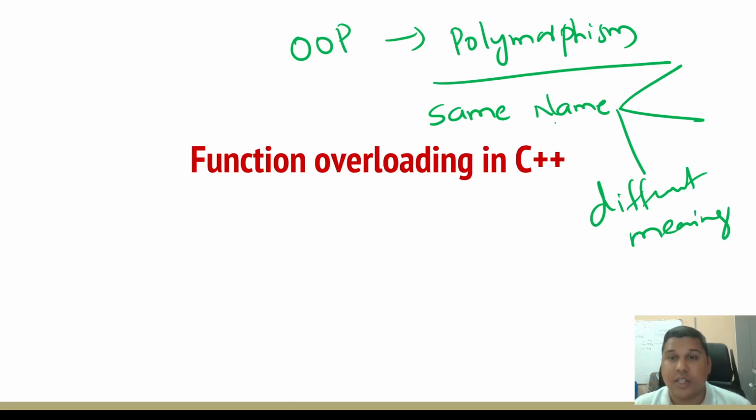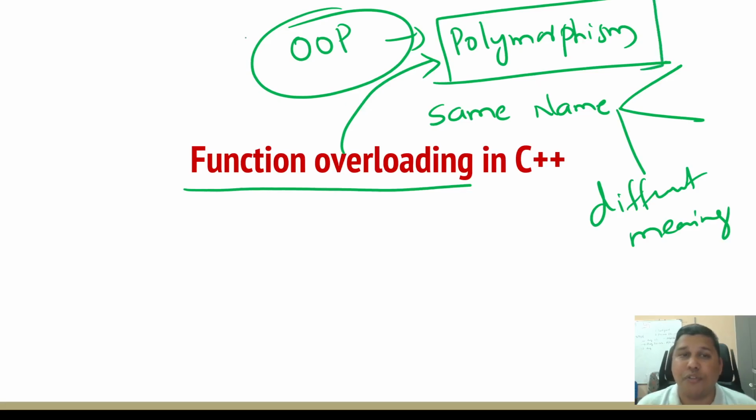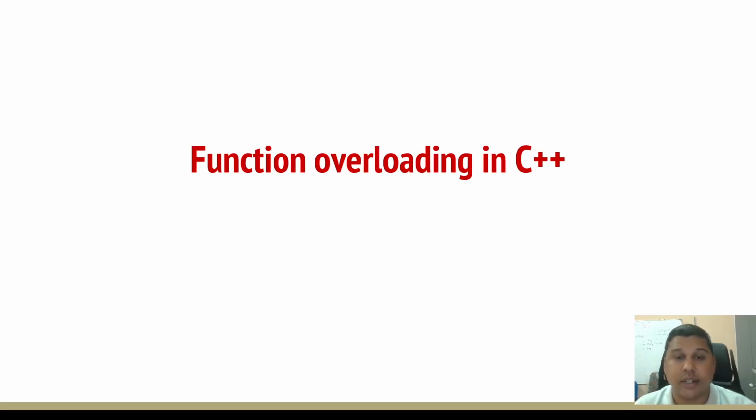Function overloading is an implementation of the concept of the polymorphism feature of object oriented programming. Let's try to understand function overloading. What are the different rules in function overloading? How can we write programs using function overloading?